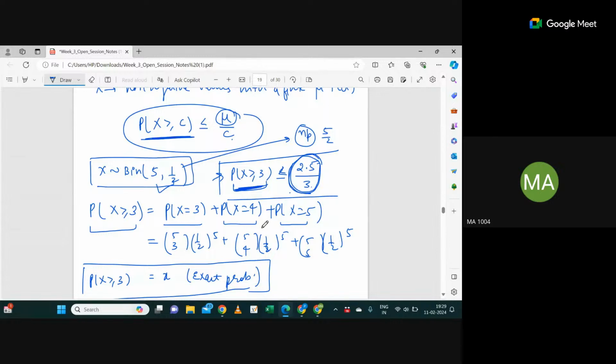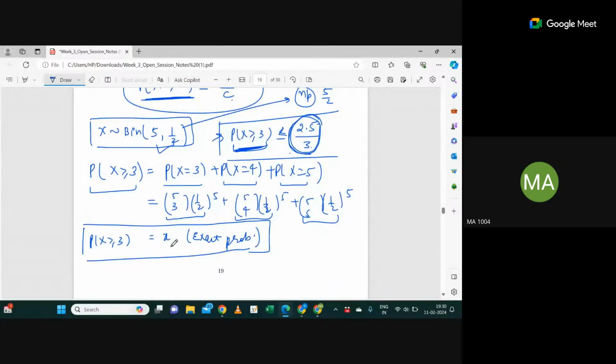I can find it, right? If you apply the PMF of binomial, this will be something. I'm not going to calculate the exact value, so let's assume this is x. From here, I can find the exact probability. Exact probability means not a bound. I can find the exact value here.